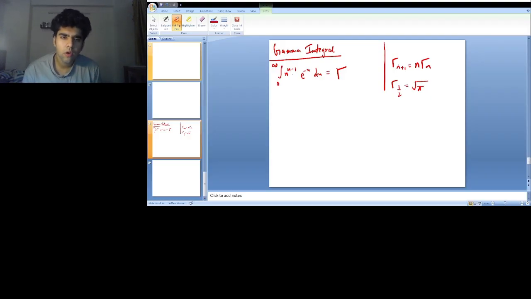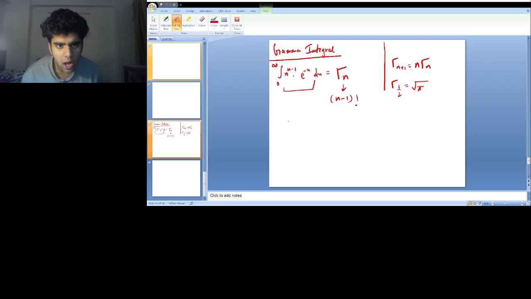Whenever you have a form like x to the power n minus 1 times e to the power minus x dx, this whole form is known as the gamma integral, gamma n. The value of this is n minus 1 factorial. The limits should be from 0 to infinity.